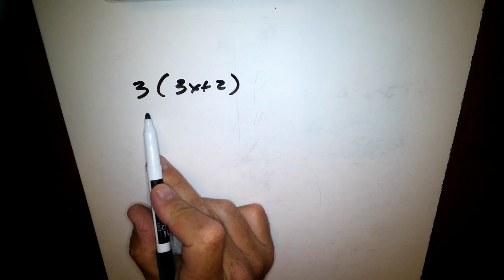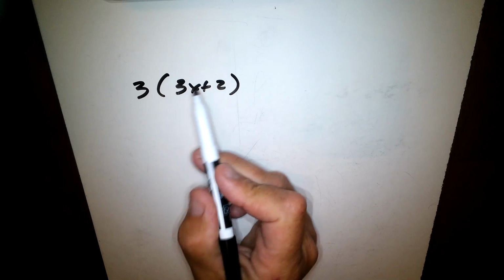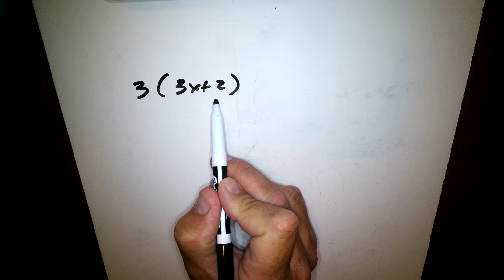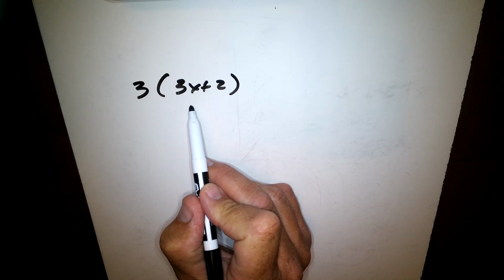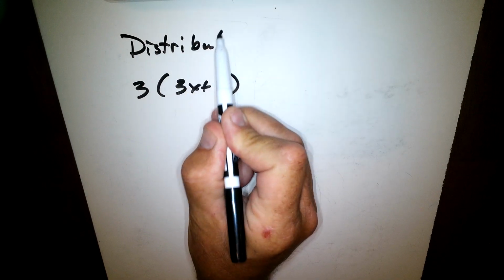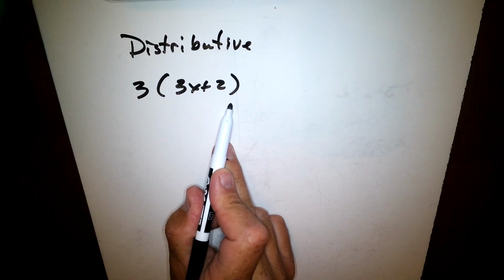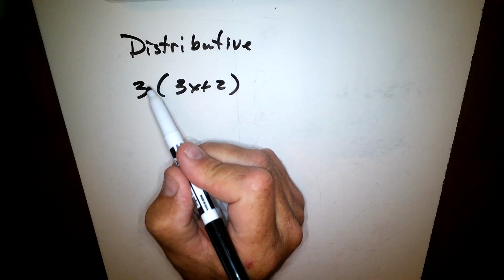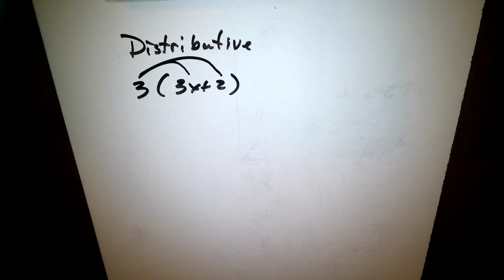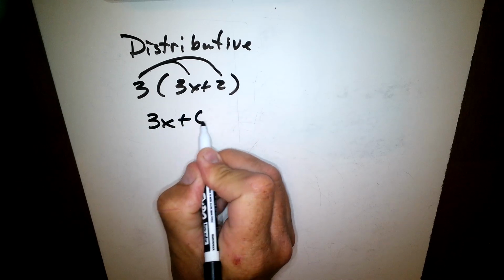I bet y'all remember what to do in this situation when you have a whole number out in front of a parentheses. And here we know that's a binomial now. And we know that there's a property that we should use to multiply that constant times a binomial, and it's called the distributive property. We remember that when we have that, we're going to distribute that 3 inside those parentheses, and we're going to end up with 9x plus 6.